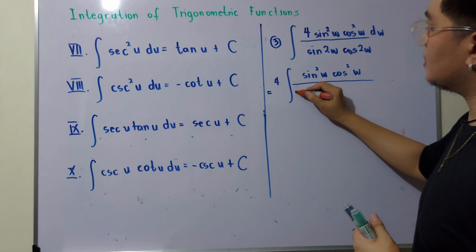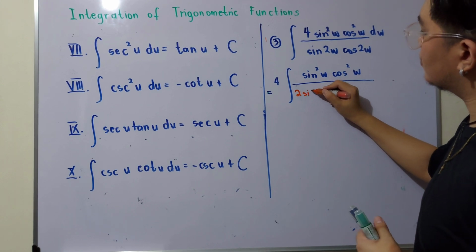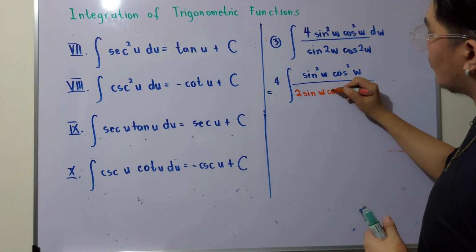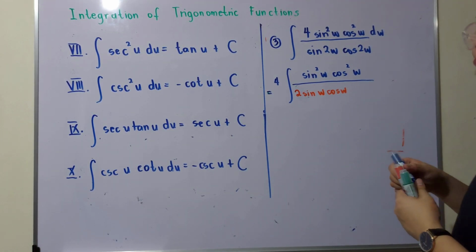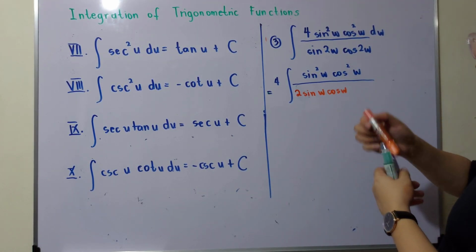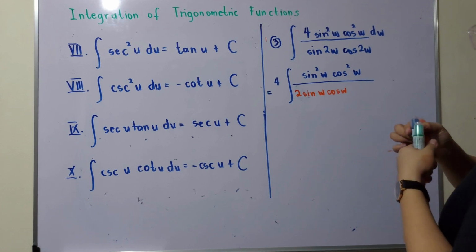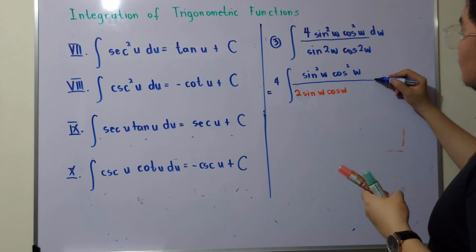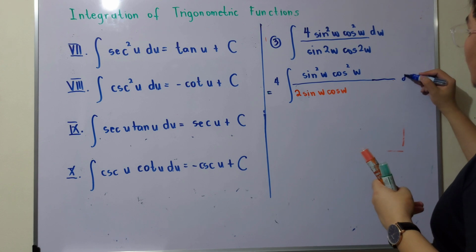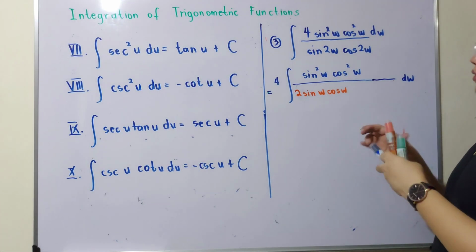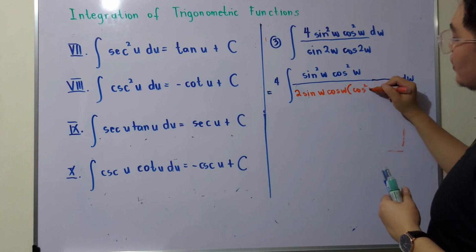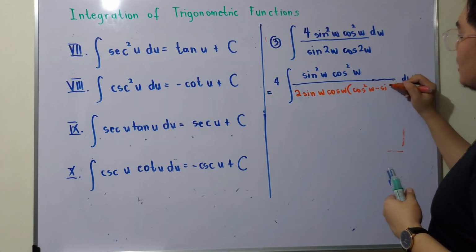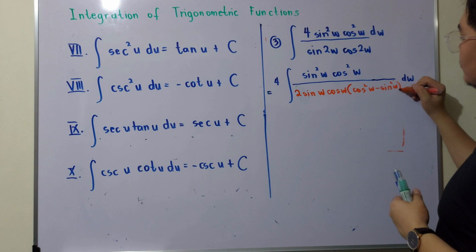So ito ay magiging 2 sine w, cosine w. Okay? Tapos ito gawin din natin ganon. Abaan ko lang itong fraction bar. So si cosine 2w magiging cosine squared w minus sine squared w.